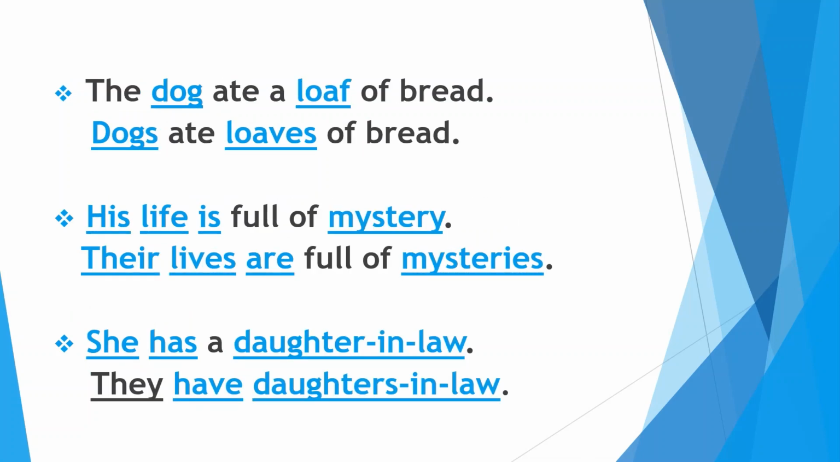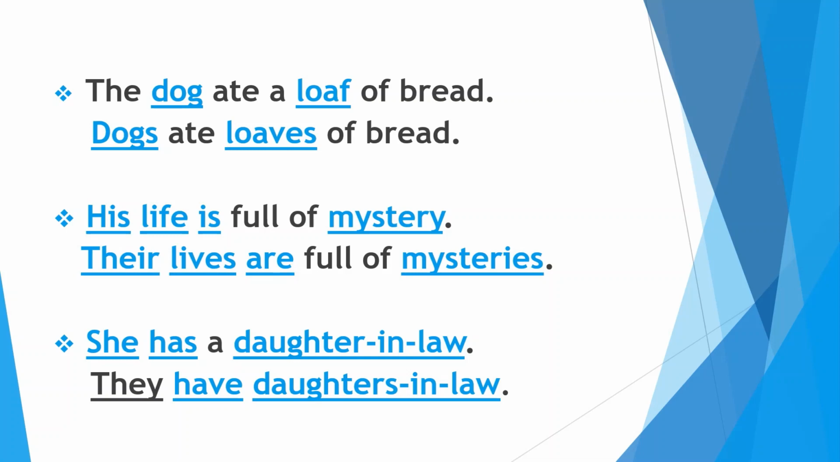Now the next sentence: the dog ate a loaf of bread. In this sentence, the underlined nouns are dog and loaf. So you have to make them plural to make the sentence in plural form. So the sentence is: dogs ate loaves of bread.